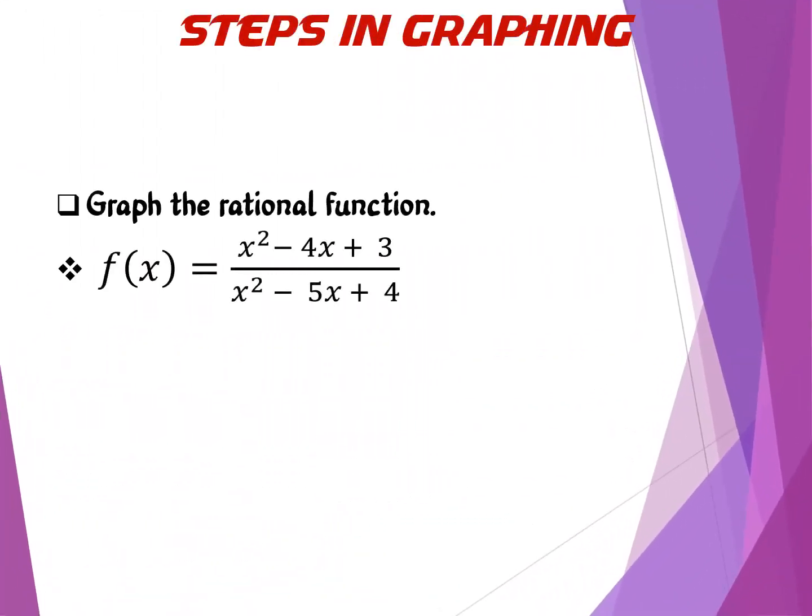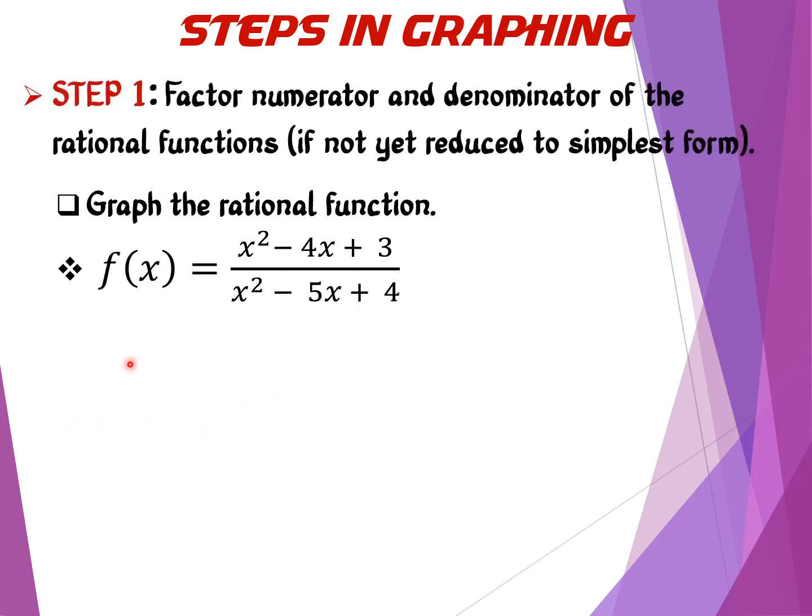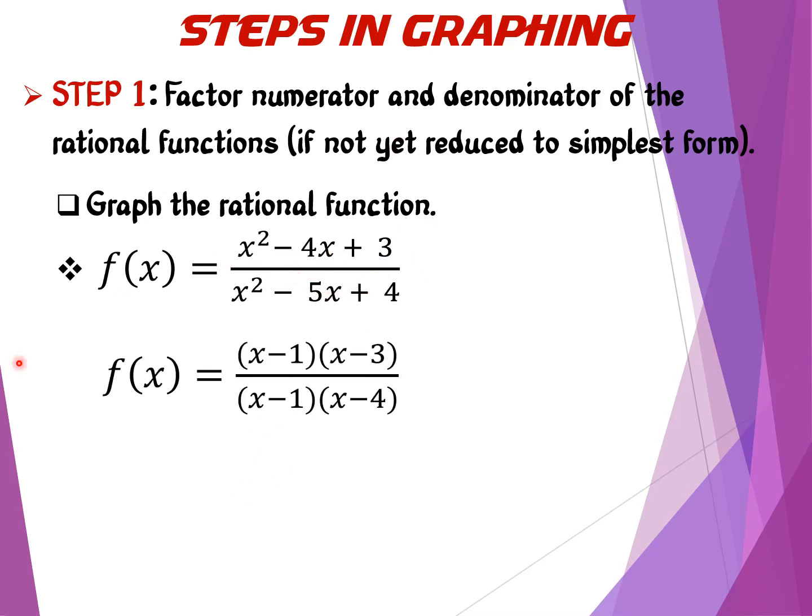Okay, so this time let us discuss the steps in graphing a rational function. For example, we have: graph the rational function f of x is equal to x squared minus 4x plus 3 divided by x squared minus 5x plus 4. So the first step is to factor the numerator and denominator of the rational function if it is not yet reduced to simplest form. But if it is already reduced to simplest form, you can proceed to step number 2. But since this one is not yet in simplest form, we're going to factor the numerator and the denominator. For the numerator, we will have the factors x minus 3 and x minus 1. And for the denominator, we have x minus 1 and x minus 4. So we have a common factor here, which is x minus 1. We can cancel that out. That is equal to 1.